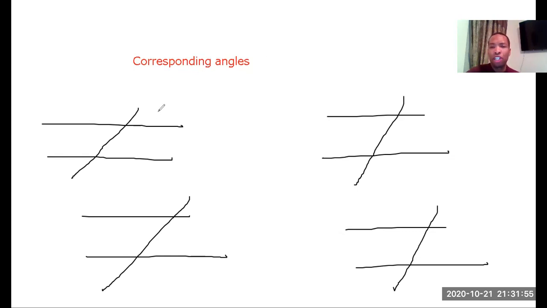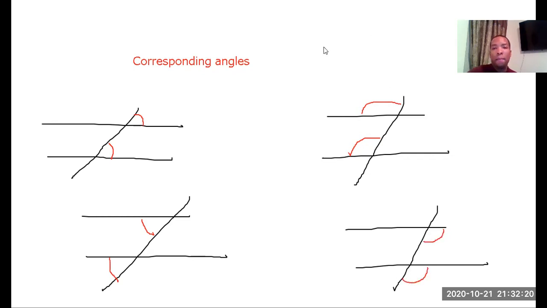However, I'm going to draw some pictures so that you understand what we mean by corresponding angles. So on this first image, that angle would be the same as that angle. They're corresponding angles. This angle would be the same as that angle. Same with the other two. Can you guess what the last one is? Right, this angle right here would be the same as this angle.